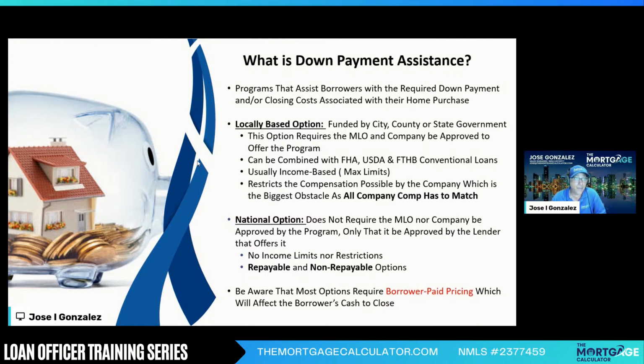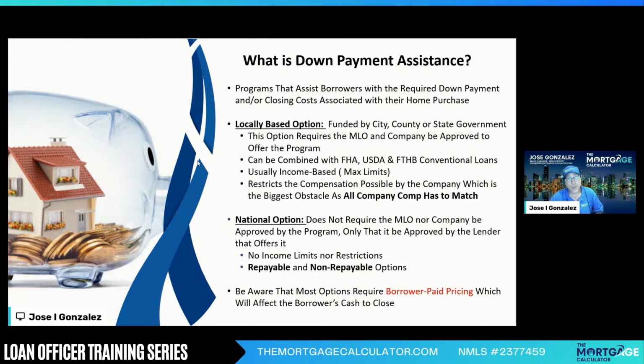So these locally based options, like Hometown Heroes, for example, can be combined with FHA, USDA, and the conventional loans, typically 3% down, which would be either the first time home buyer 3% down option, or the affordable option not requiring you to be a first time home buyer, like Home Possible and Home Ready. The locally based programs are also usually going to have income limitations, right? Max amount based on the number of members in the family, because they are looking to assist in that manner.